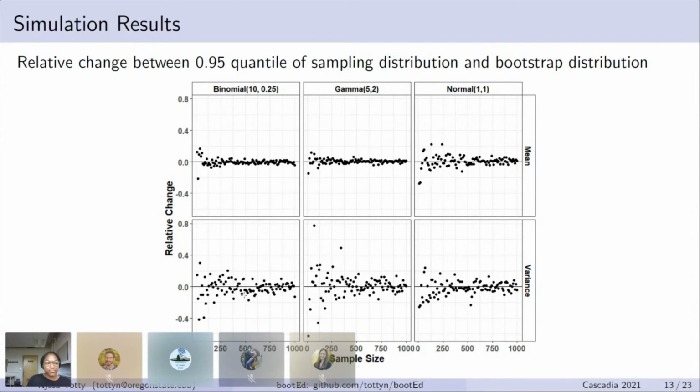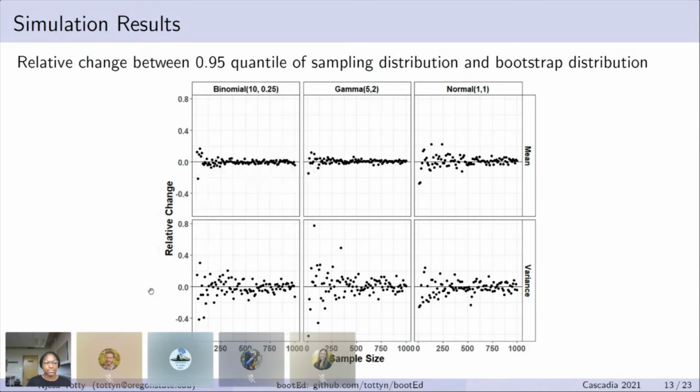In the case of the sample mean, which is known to have an approximately symmetric sampling distribution due to the central limit theorem, the results support using the quantiles of the bootstrap distribution as an estimate. We see that the relative change tends to be near 0, and more so as the sample size increases.